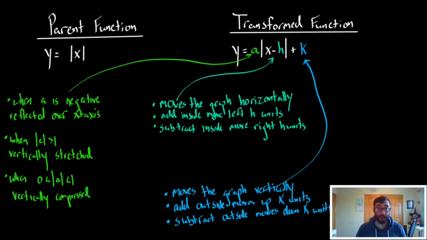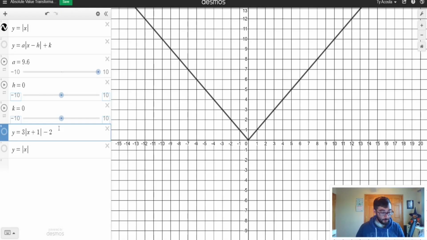So just for example, I'm going to go ahead and type out a function, and I can tell you exactly what the transformations are without even graphing it. So for example, if we had this equation here, we have 3 times the absolute value of x plus 1, and then -2. I can determine that the 3 is going to vertically stretch it by 3, the plus 1 is going to move it to the left 1, and the -2 is going to move it down 2. And if I were to graph that, that's exactly what I would end up seeing.